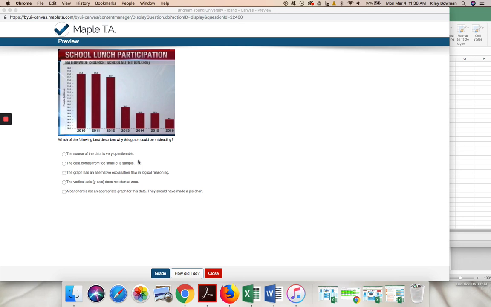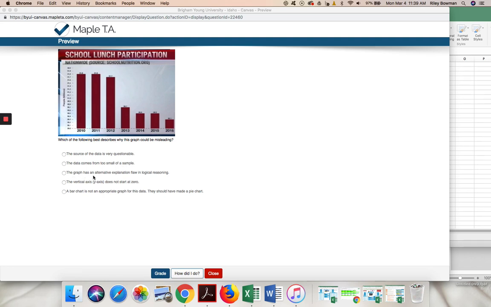Okay, so let's look through what options we have. The source of the data is very questionable. Our source is schoolnutrition.org. It doesn't sound very questionable at all. So let's move to the next one. The data comes from too small of a sample. I can see that over here we have people in millions, clear up to 31.8 million. I'm not thinking that this is too small of a sample for the entire United States. I think that's pretty good.